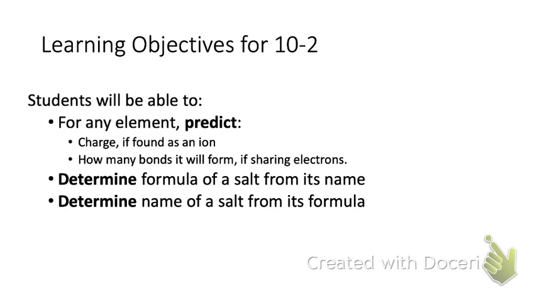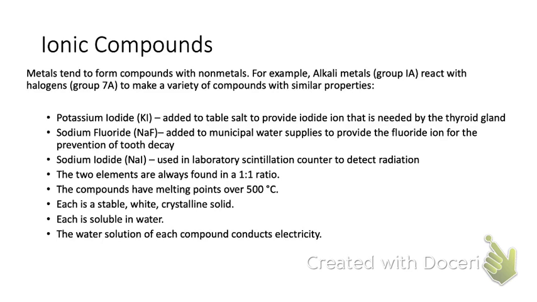After we're done, you guys should be able to, for any element, predict the charge if found as an ion, figure out how many bonds it will form if it's sharing electrons, and determine the formula of salts from the name. Then we flip it the other way around: we give you the formula and you determine the name, or we give you the name and you determine the formula, and vice versa, okay? You guys have kind of seen some of this stuff in lab already, so this is great, but we wanted to get you aware.